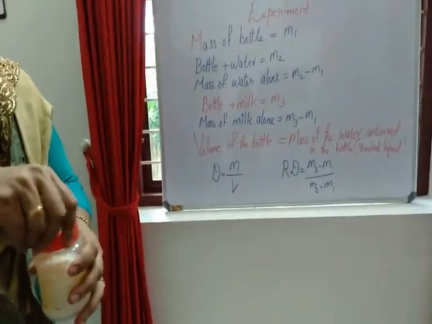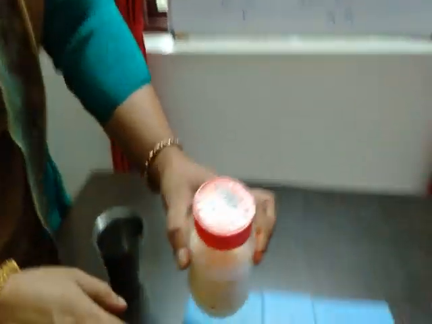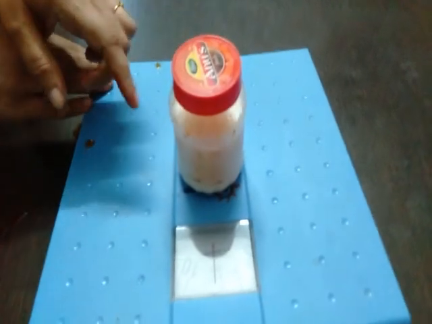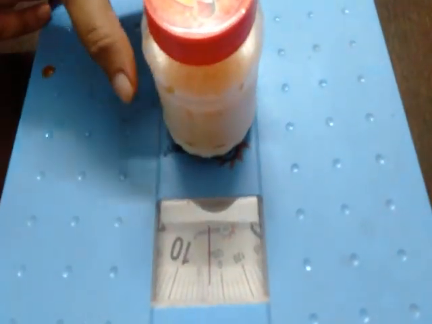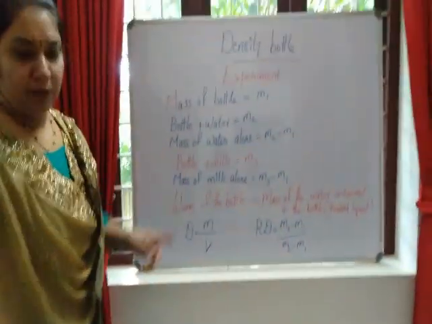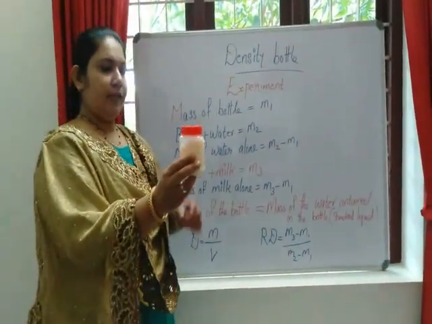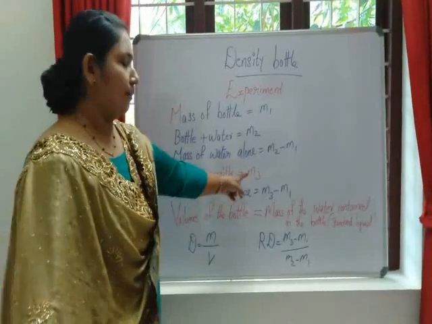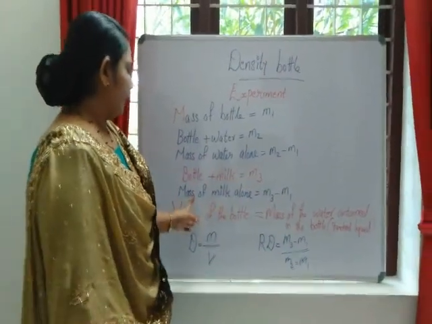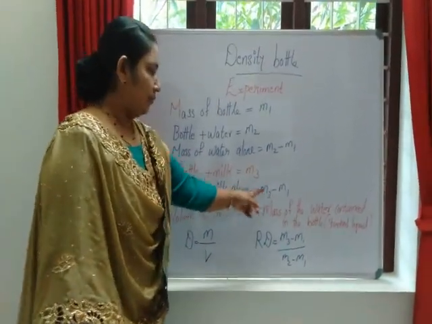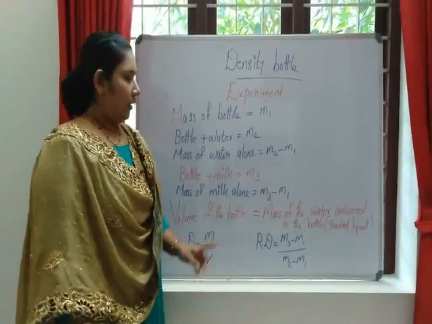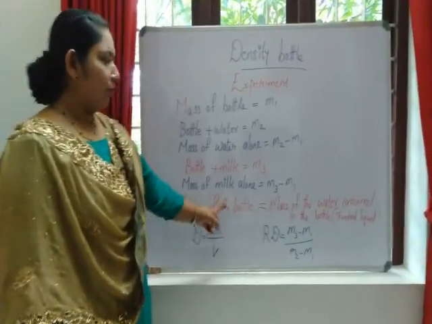Then again we have to find the mass of the milk. We fill it with milk and write the reading here. Bottle and milk together is M3. So how will you calculate the mass of the milk alone? M3 minus M1. So we already got the volume of the bottle.